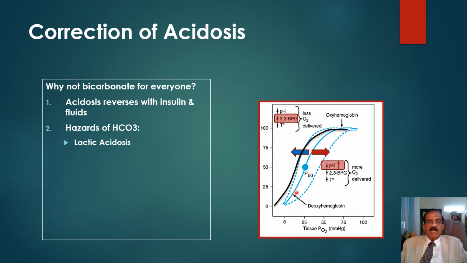Routine bicarb therapy is only given when acidosis is severe, because we know that severe acidosis should be corrected, but once it is mild to moderate, then we should allow it to be corrected on its own. So I hope I was able to explain why bicarb therapy should not be given to those patients who have pH of 7 or above.